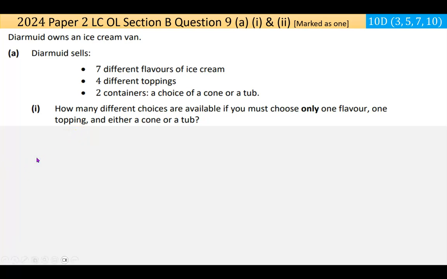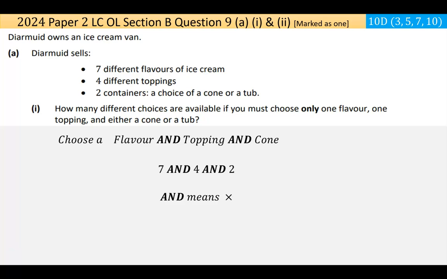So the interesting thing there is the word and, which they don't really say. So we have to choose a flavor and a topping and a cone. Now the word and means multiply in probability. So once you realize that it's an and situation, you're multiplying your numbers: 7 by 4 by 2, and I got an answer of 56. So it's surprisingly easy once you can read into what the question is saying.